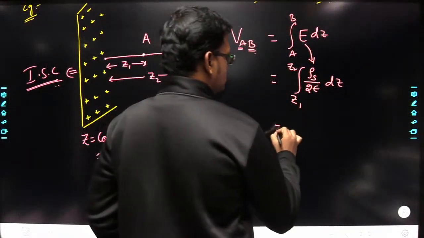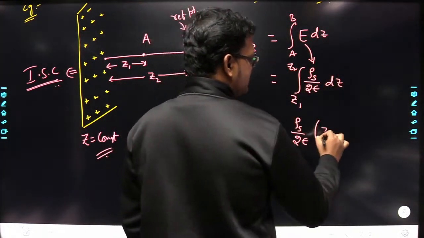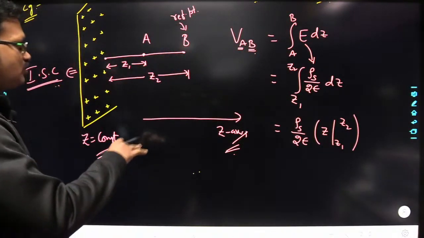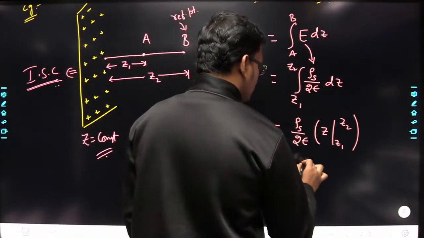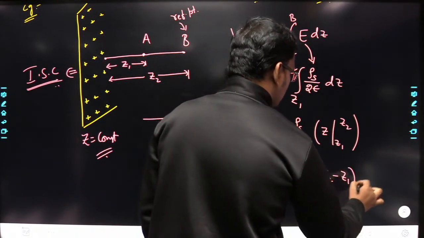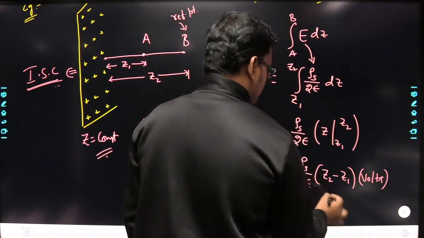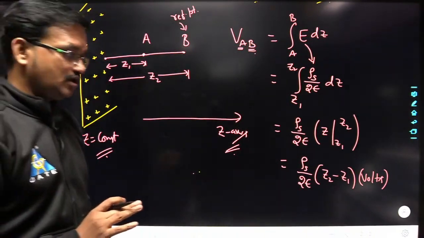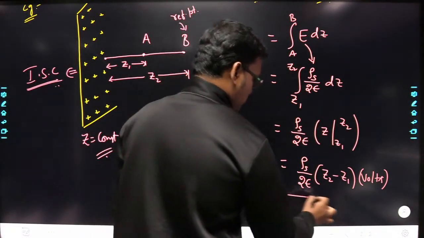So this is equal to rho s by 2 epsilon into the integral of dz. Integral dz is z, and its range is from z1 to z2, where z1 and z2 are the normal distances from the infinite sheet charge. Remember that point here. So here you are going to get rho s by 2 epsilon into z2 minus z1 volts, where z2 and z1 are the normal distances from the infinite sheet charge. Understood? This is the potential at A with respect to B.